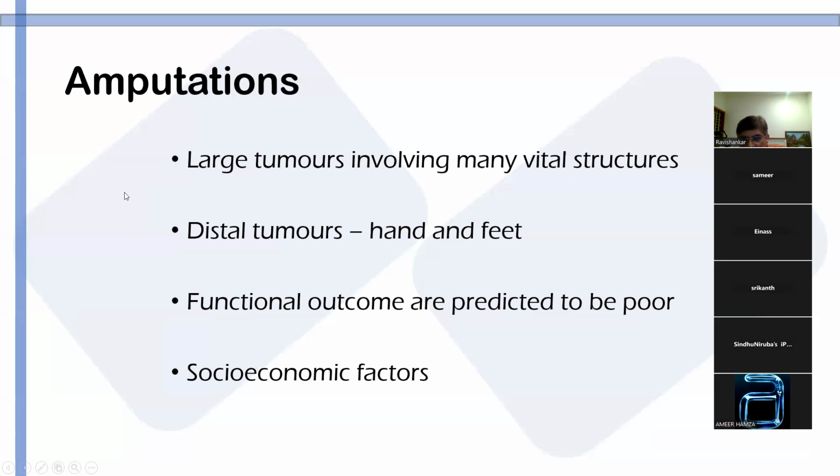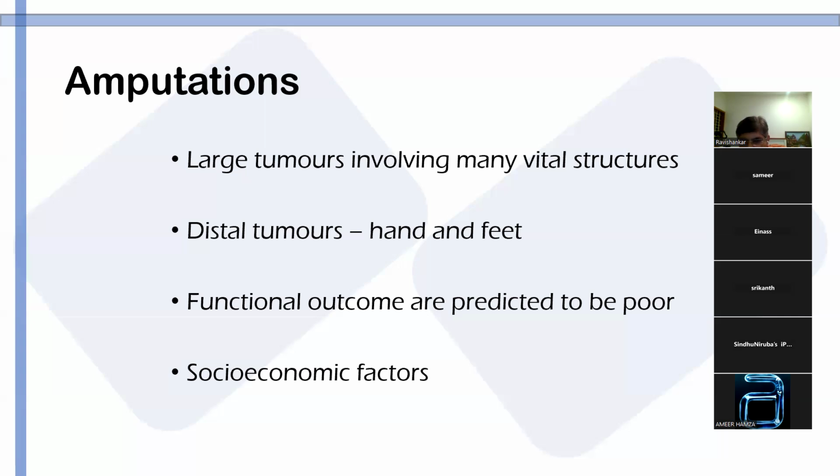Amputations are very rare, but still you will end up with situations where you cannot avoid it. Large tumors involving many vital structures, it's completely invading the bone, it's very difficult to reconstruct the whole thing. Distal tumors on the hand and feet, for example, you cannot reconstruct so many tendons and so many small muscles and things like that. So you'll end up with an amputation.